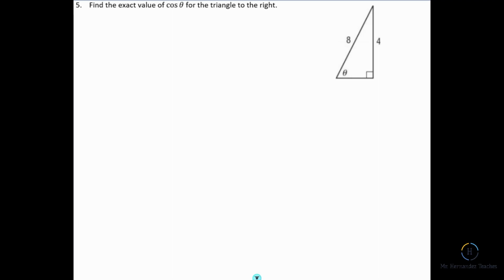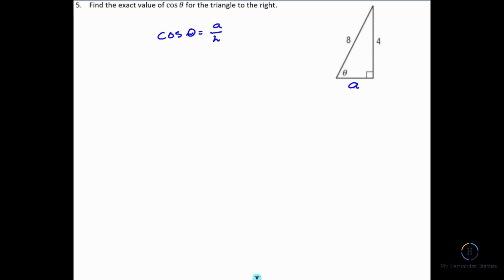All right, so question 5, find the exact value of cosine theta for the triangle to the right. Very similar to the last one, except the triangle is already drawn out, but we're going to need to find this adjacent side. Look at where the angle is, cosine of theta. So cosine of theta is equal to adjacent over our hypotenuse.